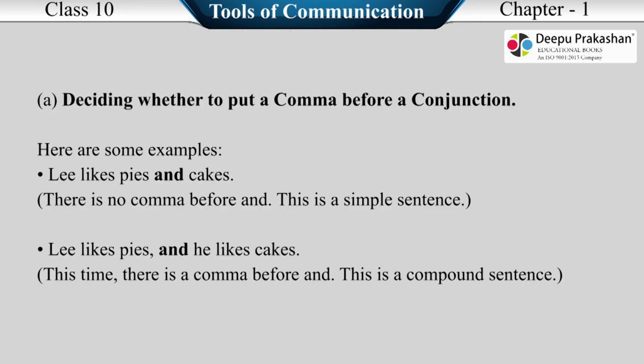B. Deciding whether to put a comma before a conjunction. Here are some examples. Lee likes pies and cakes. There is no comma before and. This is a simple sentence. Lee likes pies, and he likes cakes. This time, there is a comma before and. This is a compound sentence.